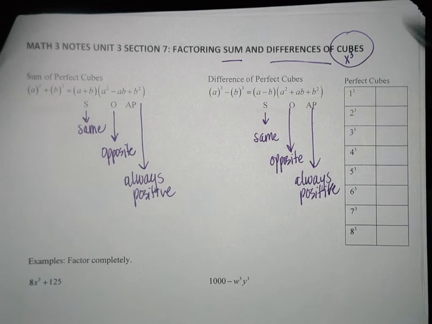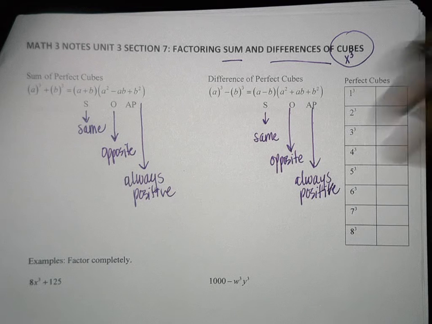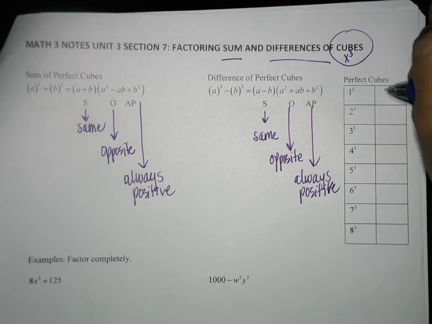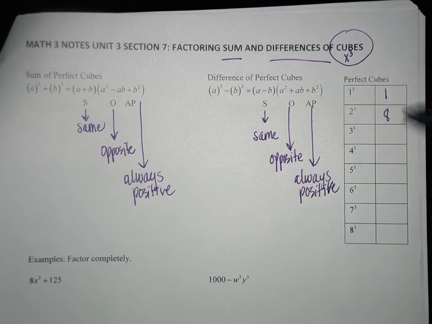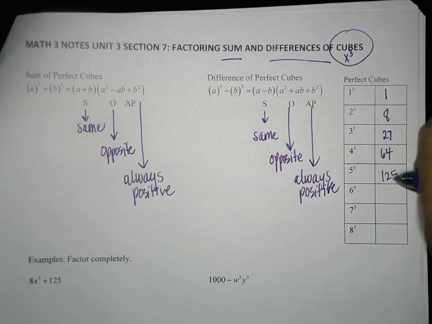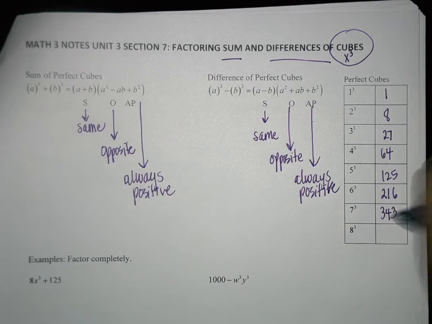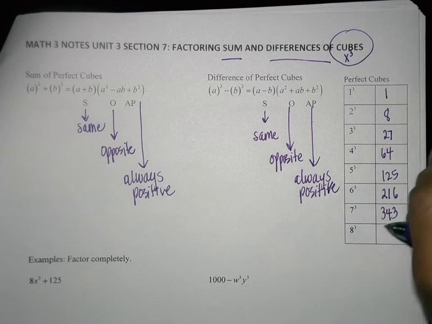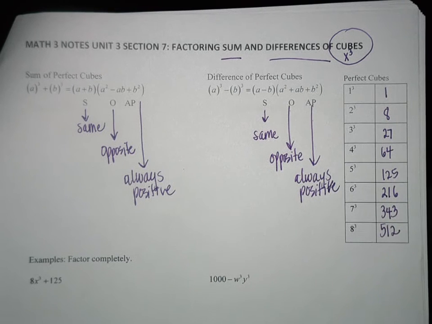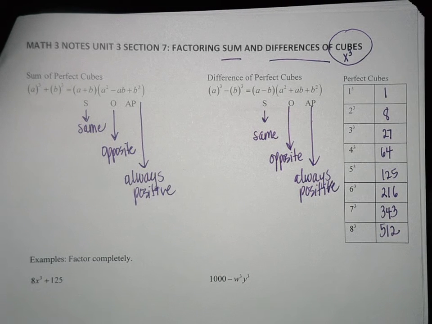So, perfect cubes, this is just to help you out as you're going through this process. We're going to write out what each of the perfect cubes are. So, 1 to the third power is 1, 2 to the third is 8, 3 to the third, 4 to the third. Good job. 5 to the third. 6 to the third. Is that where you guys get stuck? Okay, that is 216. 7 to the third is 343. And 8 to the third is 512. Okay.